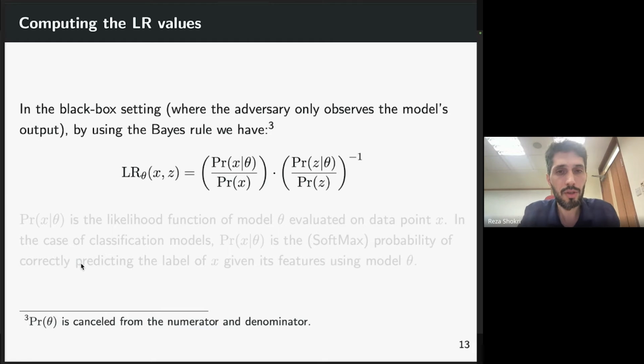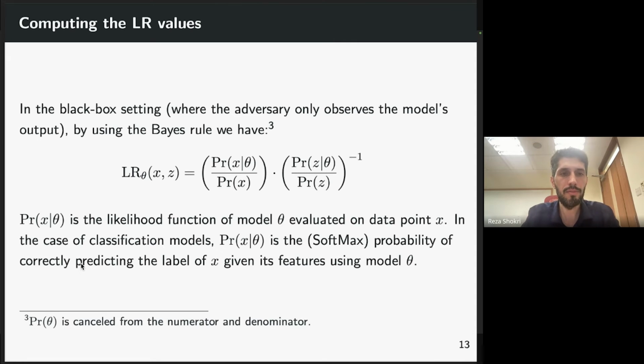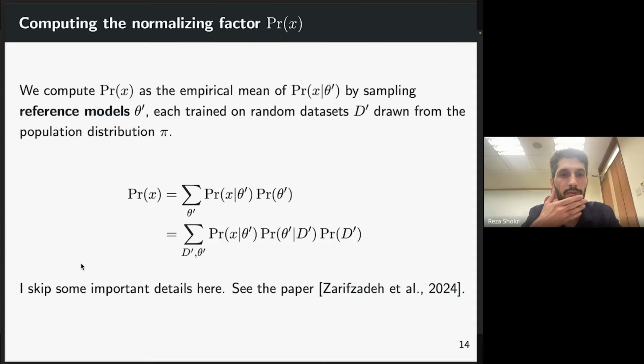So we need to compute these likelihood ratios. And the way that we compute it, we just use the Bayes rule very simply to expand these terms. And the P of theta would cancel out. Essentially, what remains is the probability of X given theta over probability of X, and the same for Z. So what is probability of X given theta? Is the probability that the model would produce X correctly given theta in the classification task, which is what we are going to evaluate later. This would be the probability that the label for X is correctly predicted given its features, and which is a softmax. And P of X is essentially the normalizing factor for that Bayes formula, which we can compute empirically.